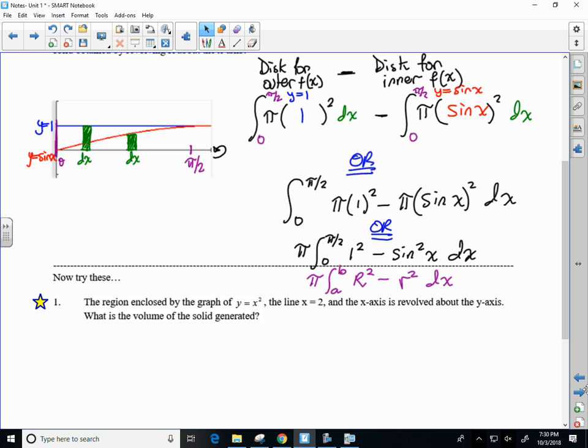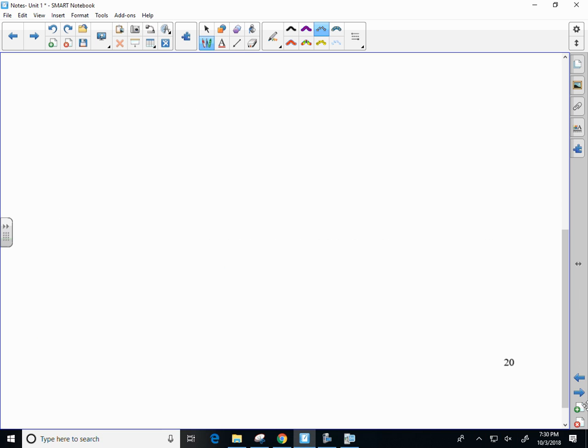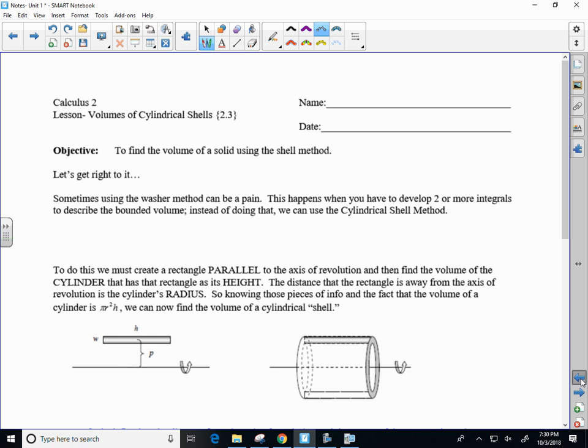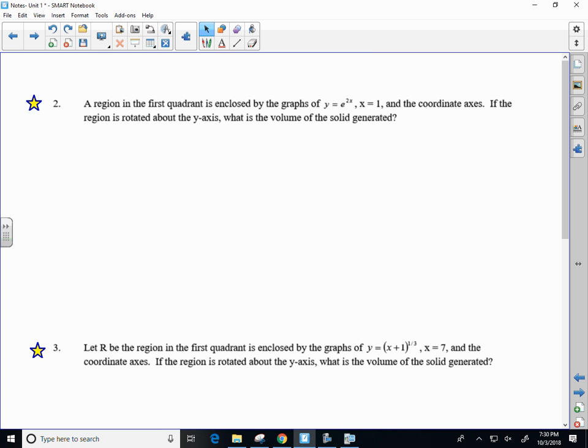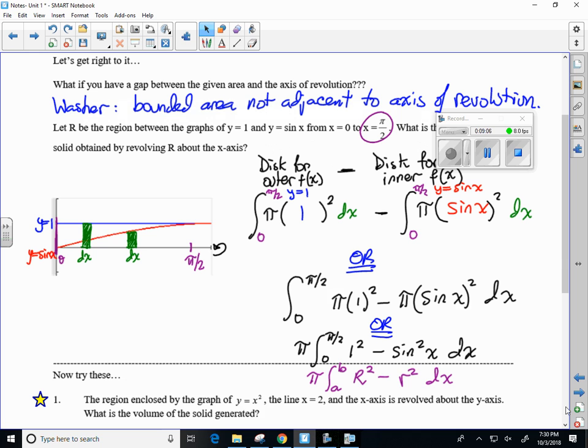All right, so more stars for you. And then we'll get to shells next time. But you definitely want to digest this a little bit first. It takes a little bit. So that's page 19.